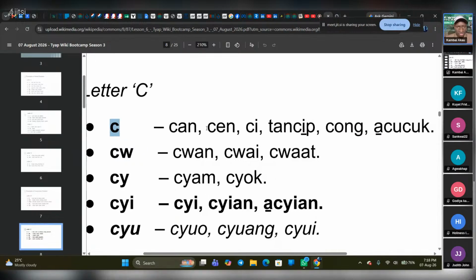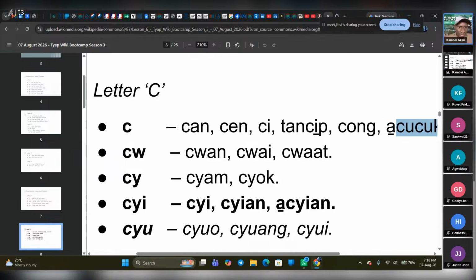Under it, we have chan, chen, chi, tanchuk, chong, and then chuchuk. And then we have the labialized form of this pure ch sound. Examples, we have chuan, chwai, chwad, and then we have the palatalized form of this chi sound. Then we have cham, and then chok.